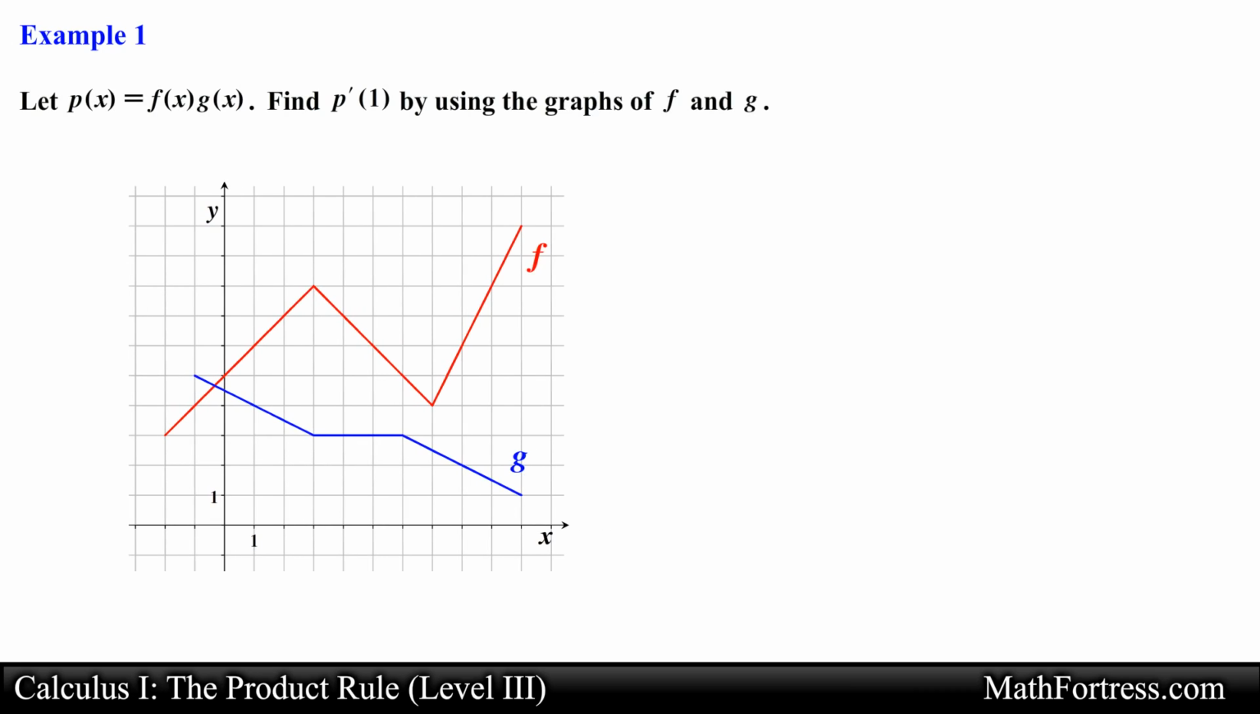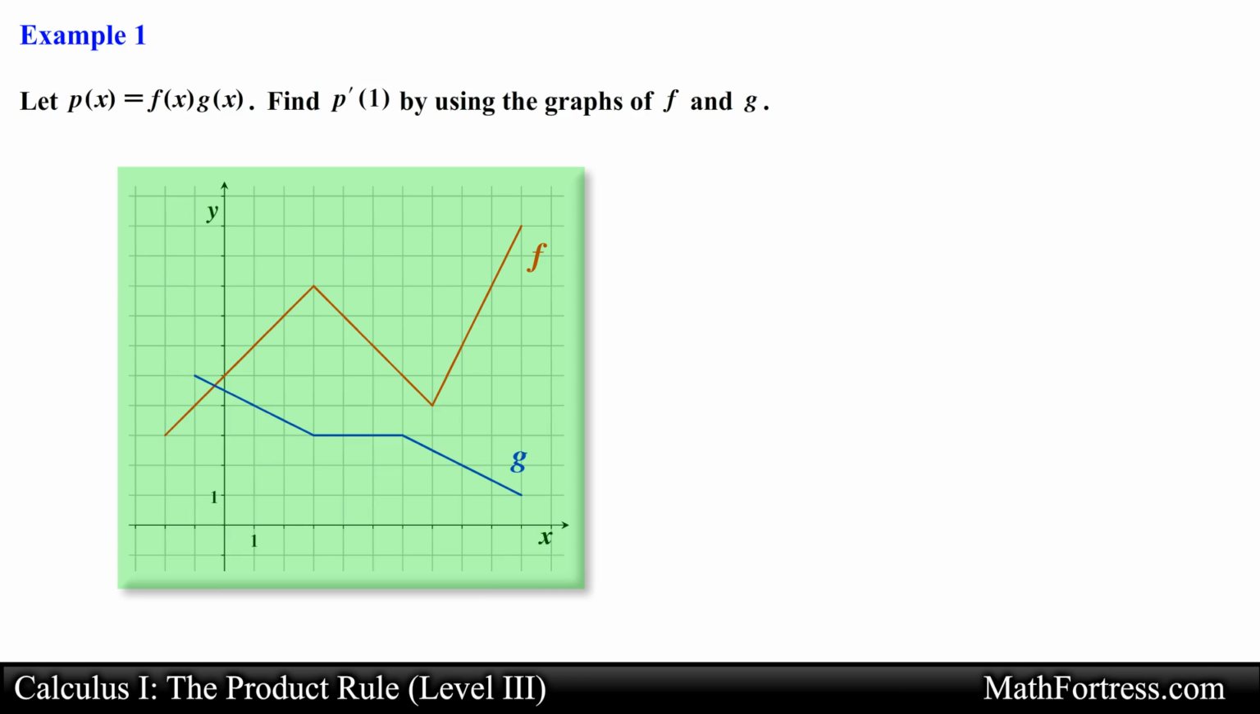Let p of x equal f of x times g of x. Find p prime of 1 by using the graphs of f and g. Alright, this example is similar to the problems from the previous videos. We're given a function that is formed by the product of two distinct functions, in this case f of x and g of x. We also don't have an analytical expression for the function, but we are provided with the graphs of these two functions.